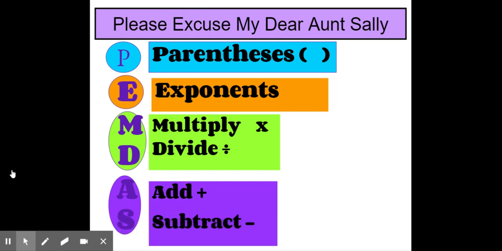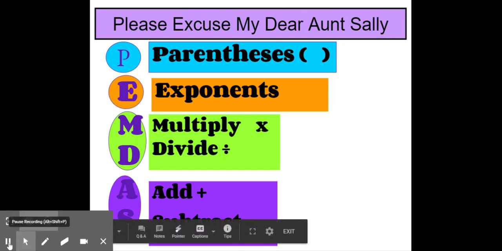In order of operations, we have parentheses, exponents, multiplication and division, and addition and subtraction. PEMDAS, this is the order in which you have to solve the problem. We use an acronym: Please Excuse My Dear Aunt Sally. You can create any acronym that you would like that will help you remember the order in which we solve.